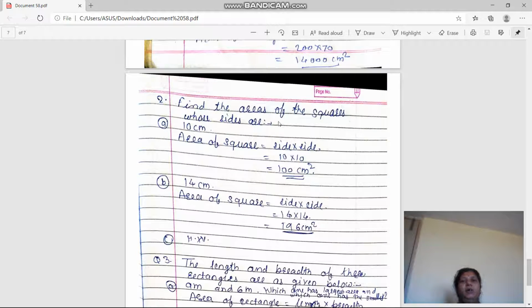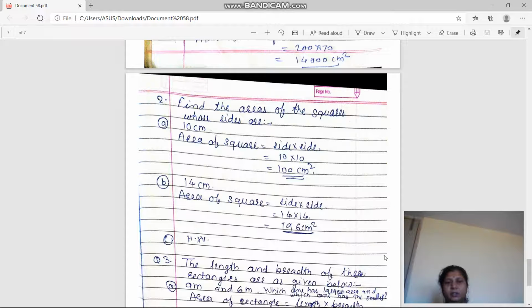Find the areas of squares whose sides are given. We have to calculate the area of the squares. Okay. So area of square is equal to side into side. So what is the side here? 10. 10 into 10 we get 100 square centimeter. So next the side is 14 centimeter. So area of square is equal to side into side, that is 14 multiplied by 14. So we get 196 square centimeter. Okay. So the third example you have to take as homework.